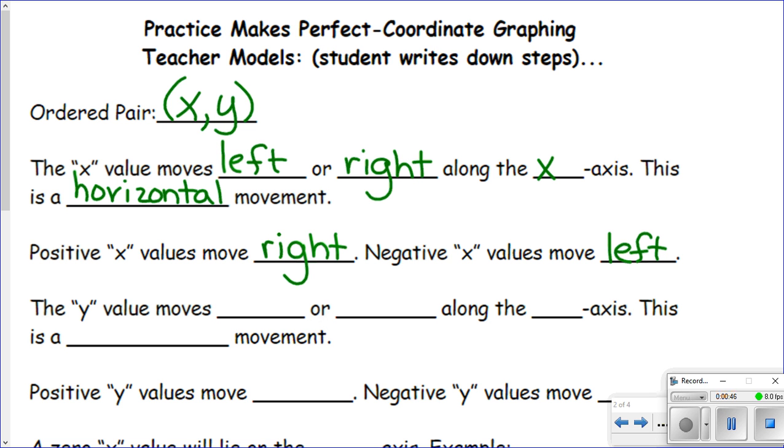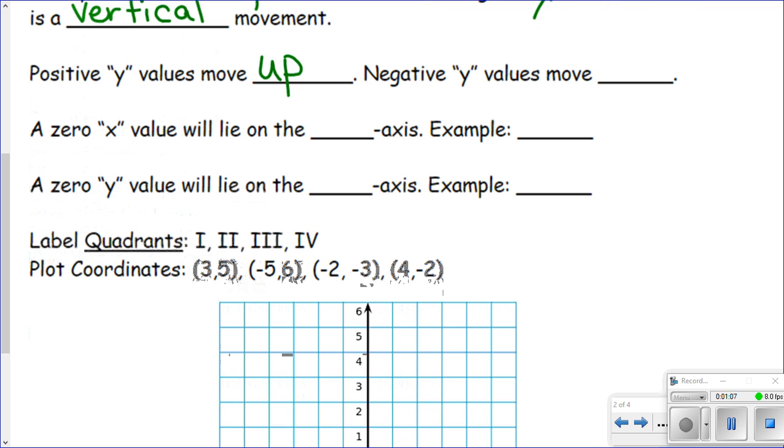The y value moves up or down along the y-axis. This is a vertical movement. Positive y values move up, negative y values move down.